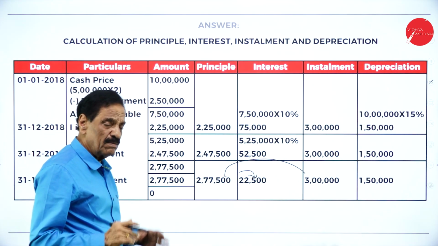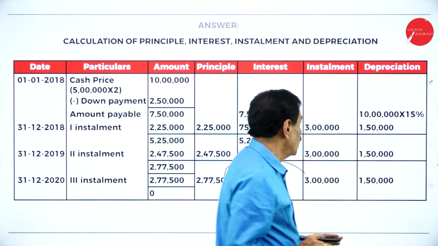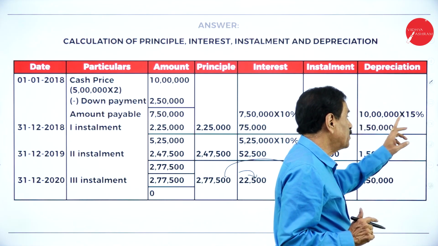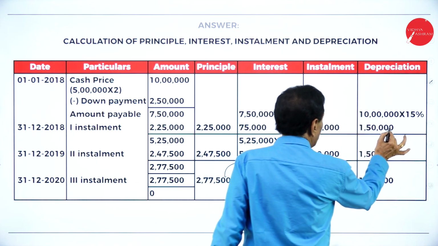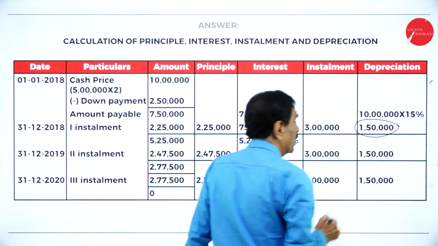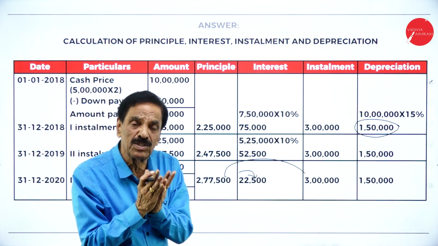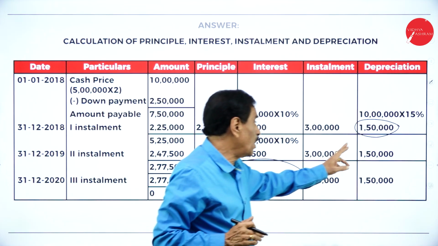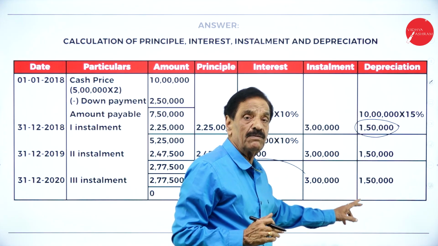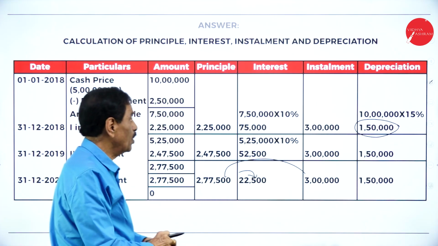Come back to depreciation. Depreciation remains constant. Your value is 10 lakh. How much percentage? 15%, so 1,50,000. Original cost method means the depreciation remains constant. Every year how much? 1,50,000, 1,50,000, 1,50,000. We'll move on to the ledger now.